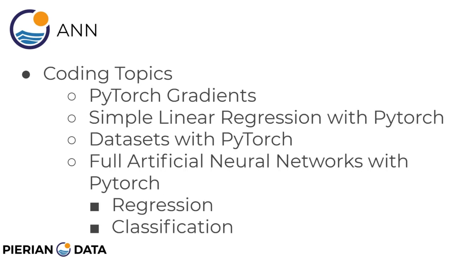After that, then we'll implement a lot of those ideas with code. We'll begin talking about things like PyTorch gradients, simple linear regression with PyTorch. We'll also discuss how we can use PyTorch to work with tabular data sets, and once we understand those three key concepts, we'll begin to work with full artificial neural networks with PyTorch.